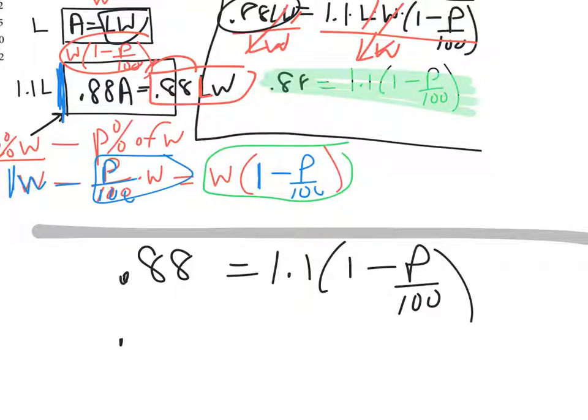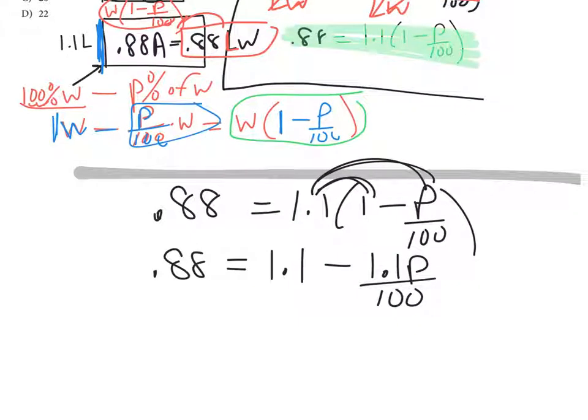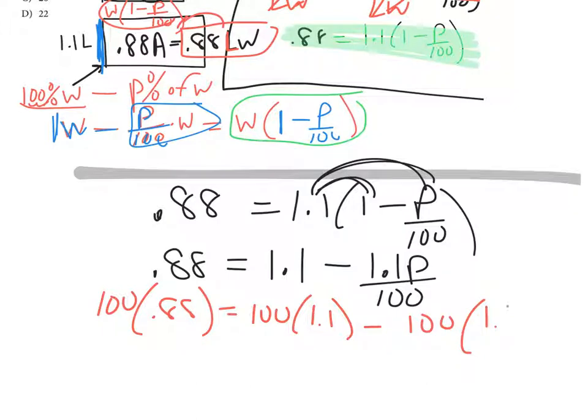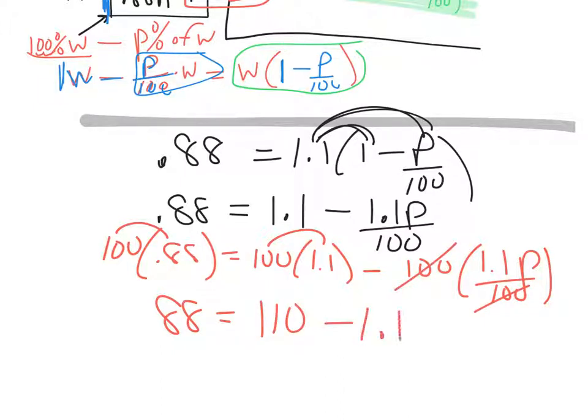So here I'm going to have 0.88 equals, I'll distribute, 1.1 times 1 is just 1.1. And then here I'm going to have 1.1 times p, or 1.1p, over 100. What I can do to make the fraction disappear is multiply everything by 100. So I'm going to multiply every single term by 100. It's basically multiplying the entire equation by the lowest common denominator. So here I'm going to have 100 times 0.88, or just 88, 100 times 1.1, which is 110. Here the hundreds cancel, so I just have 1.1p.